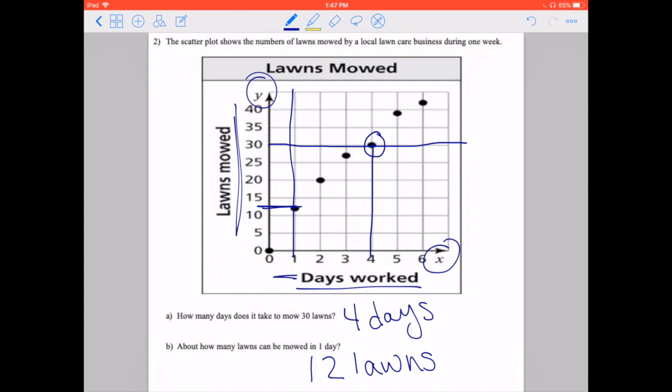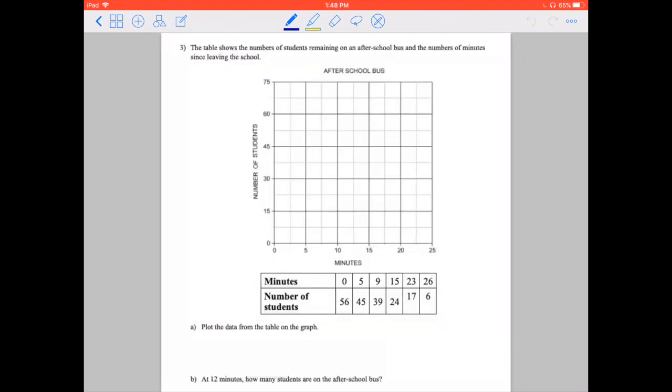All right, so we're going to do one more together. So again, we have our x and y values in our little chart. And where you want to plot them, our x-axis is down at the bottom and our y-axis goes vertically. So this one says the first ordered pair is 0 minutes, 56 students. And if you look at this, it says that it shows the number of students remaining on the after-school bus, by the number of minutes since leaving school. So at 0 minutes when you first leave the school, there are 56 students on the bus.